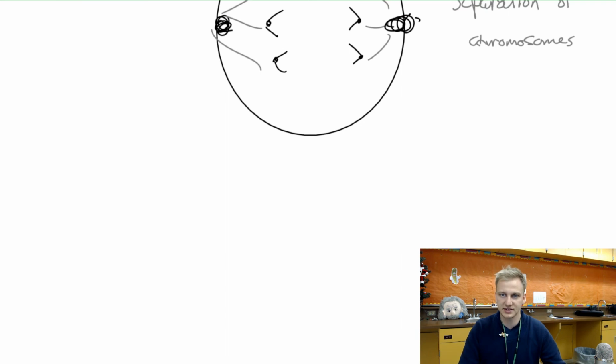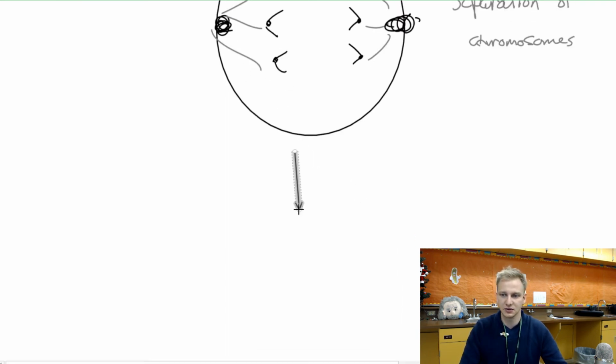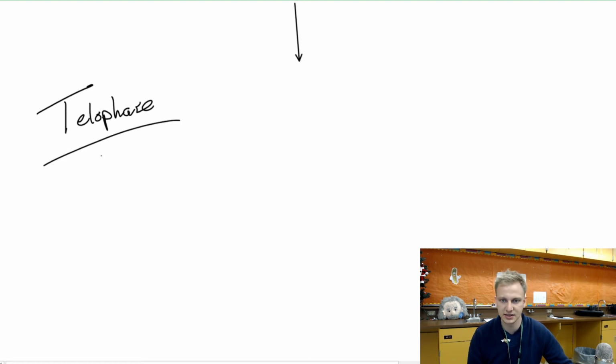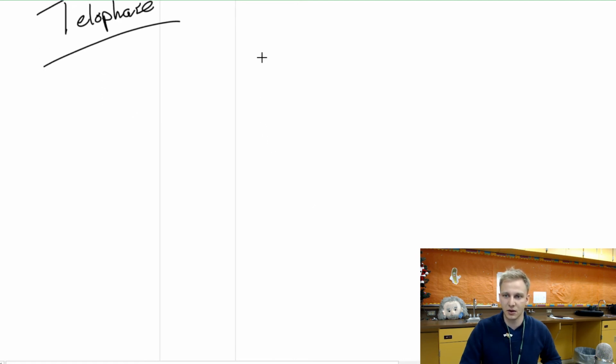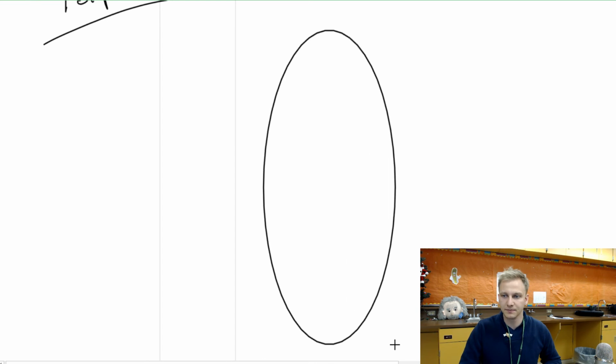And so after anaphase takes place, we'll advance to the next stage, and the next stage will be telophase. Telophase is the next stage that happens. And what happens here in telophase is that our cell, which is now going to be really stretched out, is going to be elongated like this.